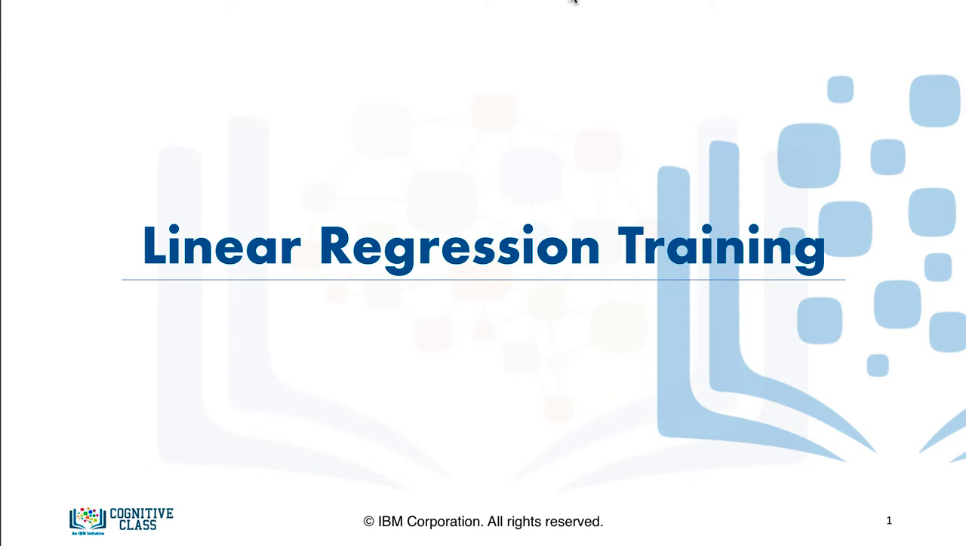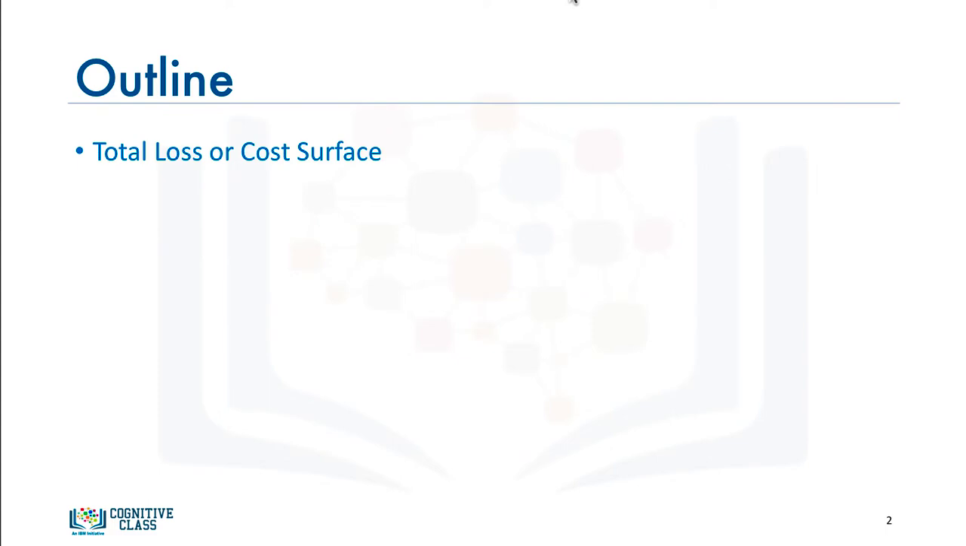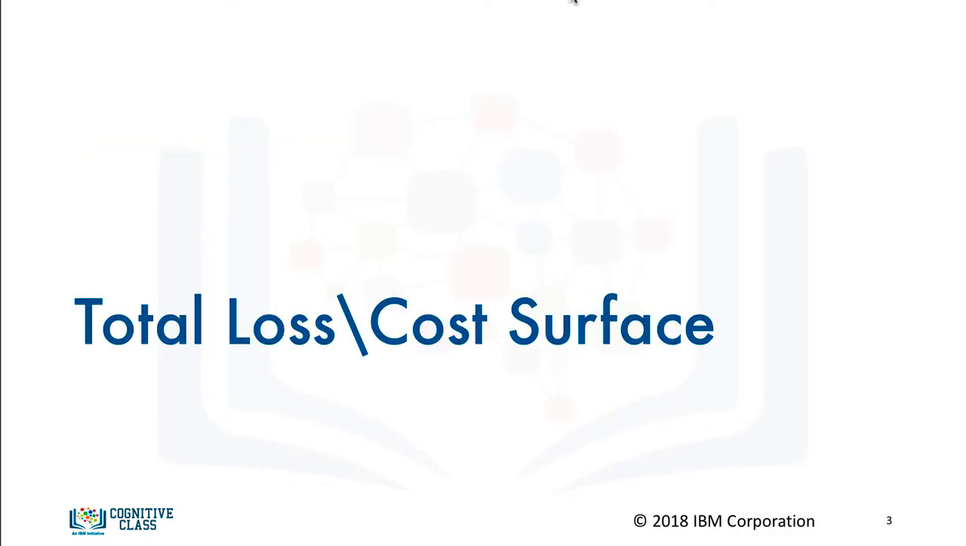In this module, we will go over the process of learning parameters, i.e. training. We'll go over the total loss, or cost surface, and we'll go over how to obtain our parameters via PyTorch. Let's review the total loss, or cost surface.